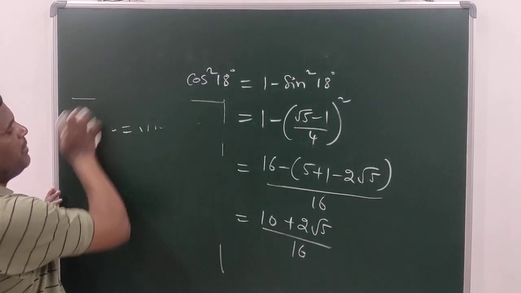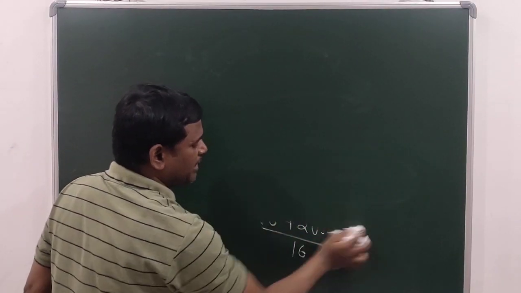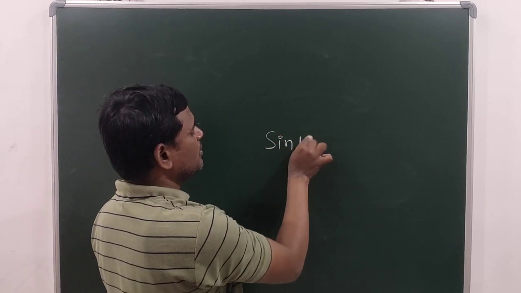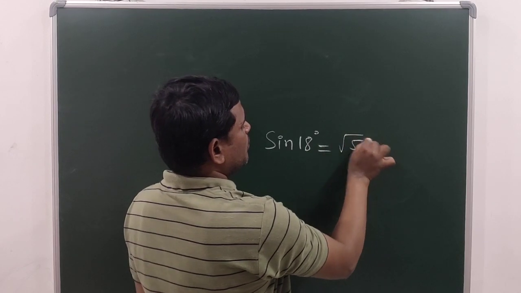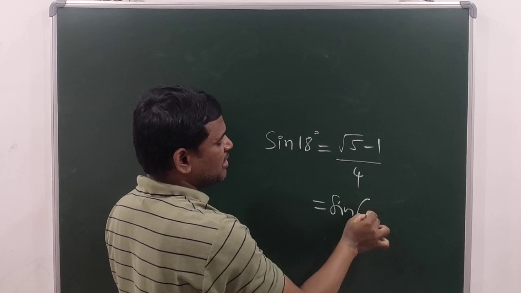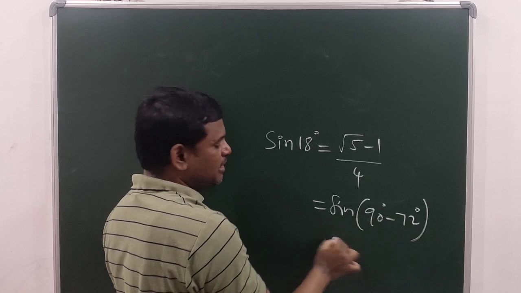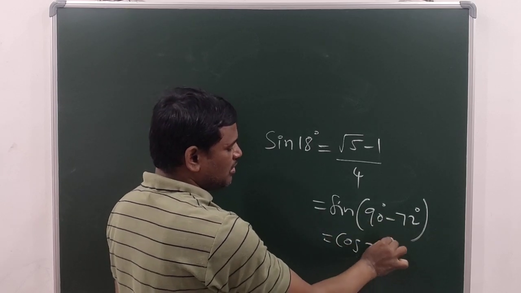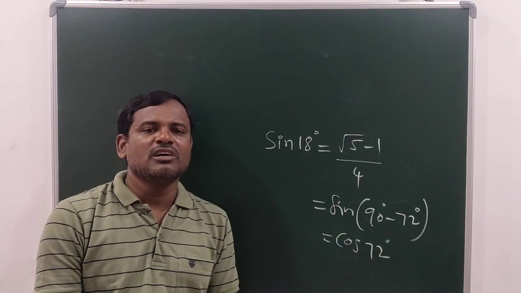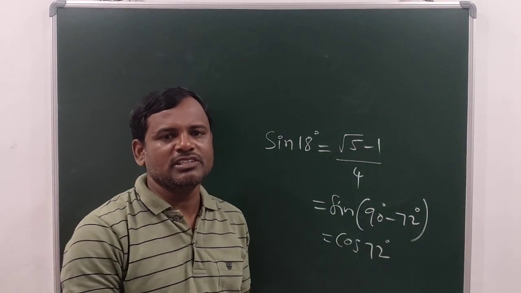Right. So in the previous one, what did we do? We prepared the sin 18 degrees value. How much did you get for sin 18? Square root of 5 minus 1 by 4. You know, sin 18 can be written as sin of 90 degrees minus 72. So you know, sin 90 minus theta is equal to cos theta. Cos 72 degrees. So sin 18 is equal to how much? Cos 72. Right. What is that value? Square root of 5 minus 1 by 4.